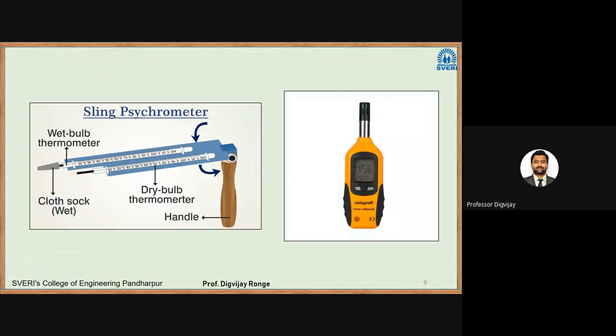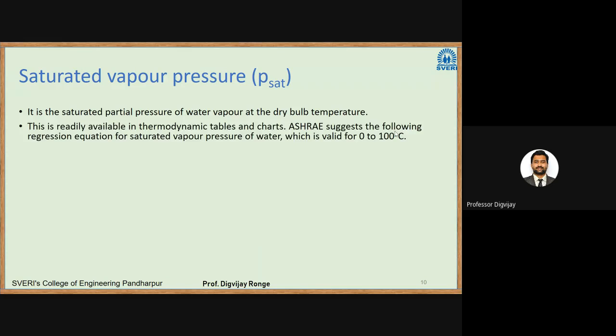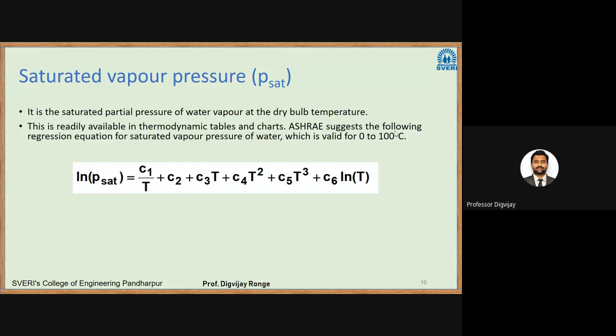Okay. So these are the instruments to measure the dry bulb temperature and wet bulb temperature. The sling psychrometer is the conventional one. Now we have digital psychrometers. In the last lecture, we saw the concept of saturated vapor pressure. In this case, I showed you that the saturated partial pressure is nothing but the partial pressure of water vapor at the dry bulb temperature.